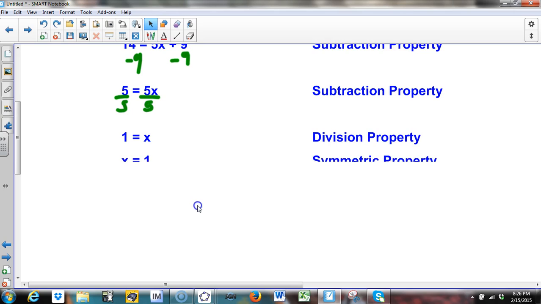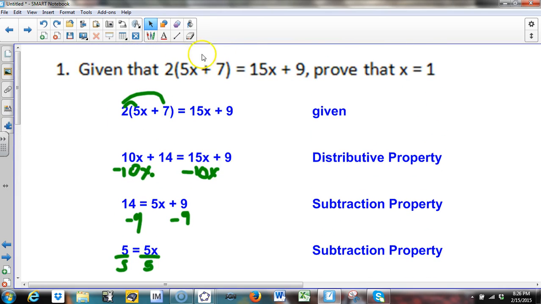Or if you like to see your variable first, you could use what's known as the symmetric property of equality, which just says if 1 equals x, then x equals 1. We can just flip the sides, and it's still the same thing. So there is how we proved that given this equation, x has to be 1 for both sides to equal each other.